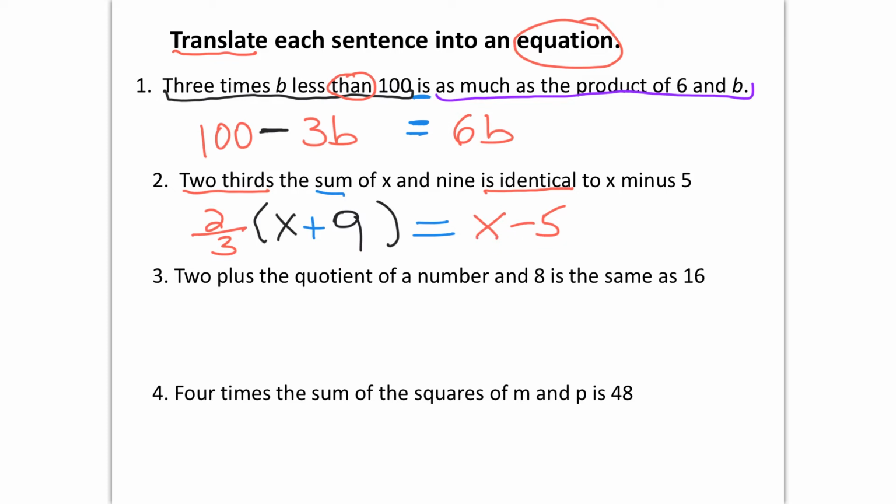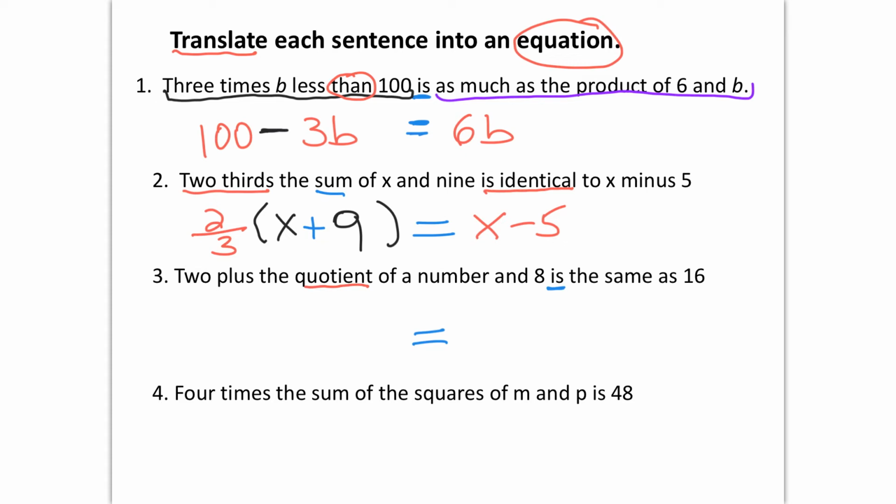Number 3 says 2 plus the quotient of a number and 9 is the same as 16. So let me underline the word is. That means my equal sign. So I'm going to start with my equal sign right here. That's how you always start, with the equal. On the left side of the word is, all of this here, it says 2 plus the quotient. Now quotient means you have a fraction. Quotient, fraction. Let me underline that word. Quotient is going to be a fraction of a number and 8.